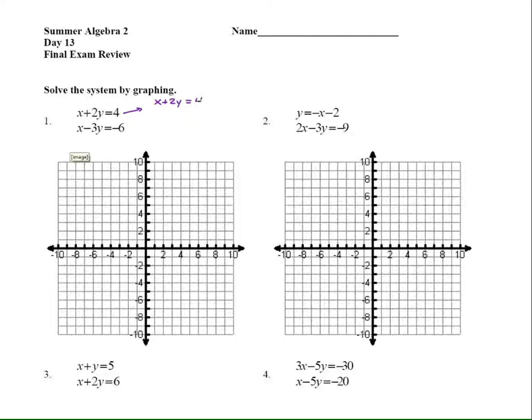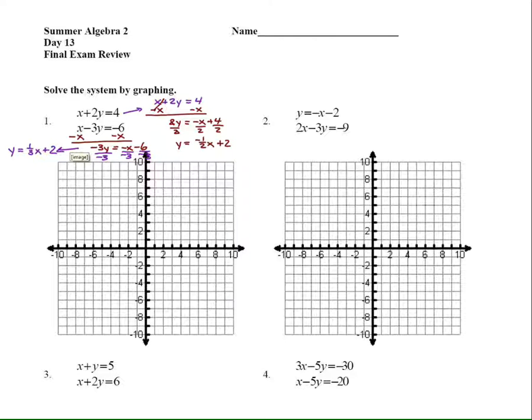So I'm going to rewrite the first equation just off to the side here. To get it in slope-intercept form, I'm going to have to subtract x from both sides. I'm looking to get y by itself. So I get 2y equals negative x plus 4, and then divide everything by 2. So what I end up with is y equals negative 1/2 x plus 2, and that is the equation I'm going to graph. I'm going to do the same thing for the second equation, so I would subtract x from both sides. So I get negative 3y equals negative x minus 6, divide everything by negative 3. What I should get is y equals 1/3 x plus 2.